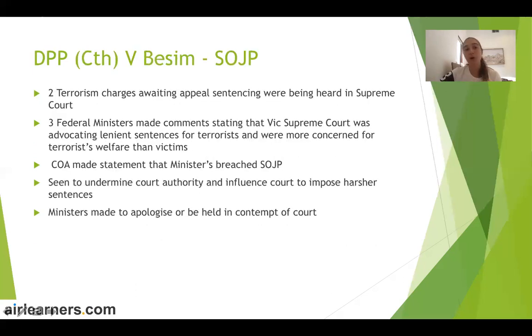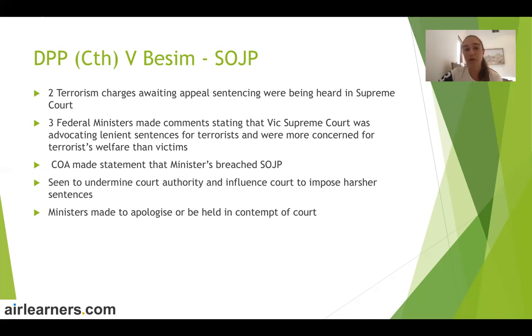An example of the separation of powers is the Commonwealth and Besim. In the Supreme Court, there were 2 terrorism charges which were on appeal, and the judge had not yet handed down a verdict. While the verdict was being handed down, 3 federal ministers made comments stating that the Victorian Supreme Court was too lenient on terrorism and was more concerned for the terrorist's welfare than for the victims.